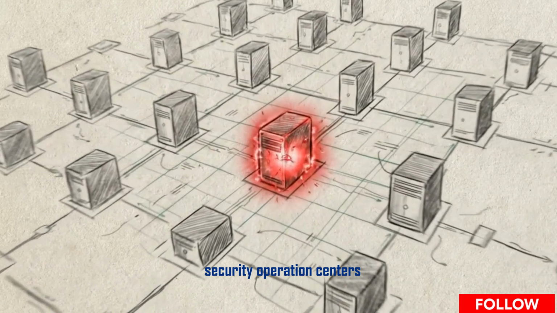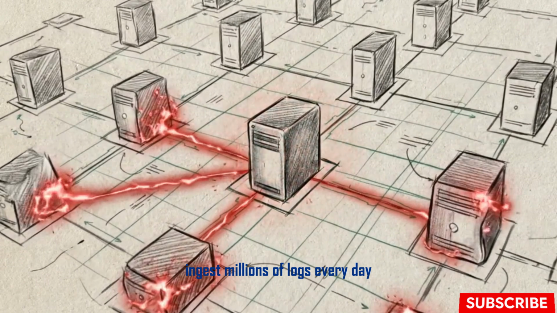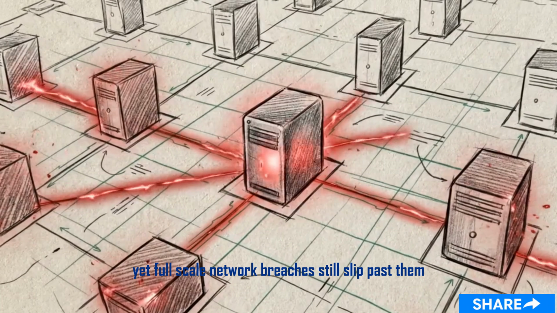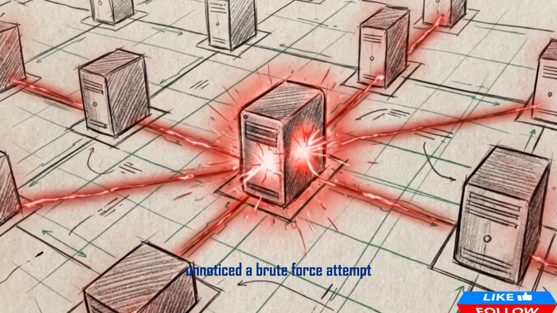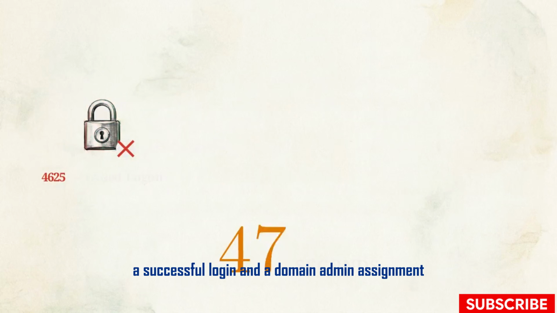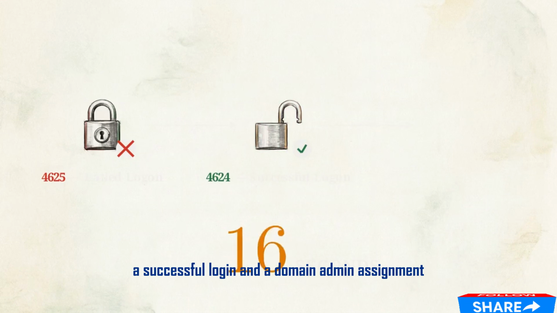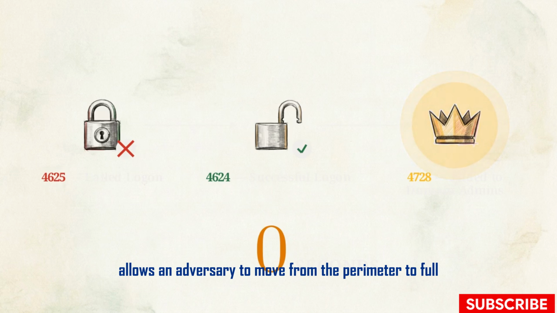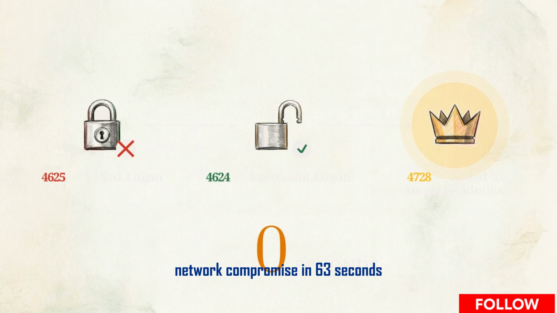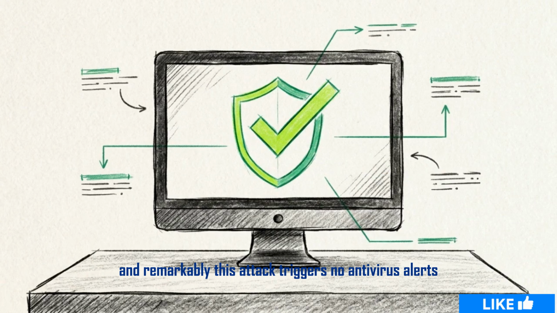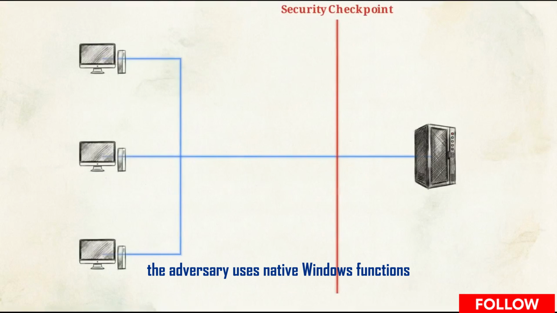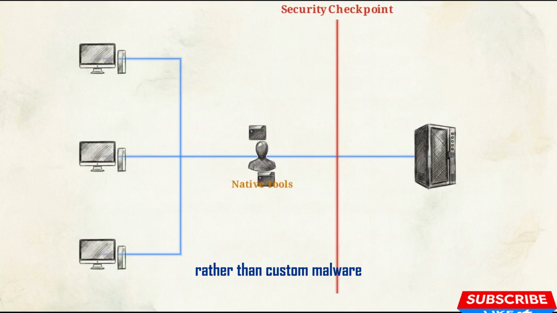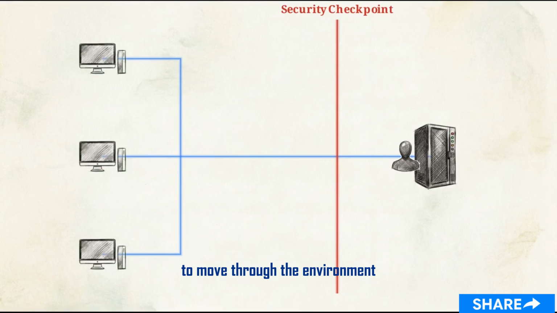Security operations centers ingest millions of logs every day, yet full-scale network breaches still slip past them unnoticed. A brute force attempt, a successful login, and a domain admin assignment. This three-step sequence allows an adversary to move from the perimeter to full network compromise in 63 seconds. And remarkably, this attack triggers no antivirus alerts. The adversary uses native Windows functions rather than custom malware to move through the environment.